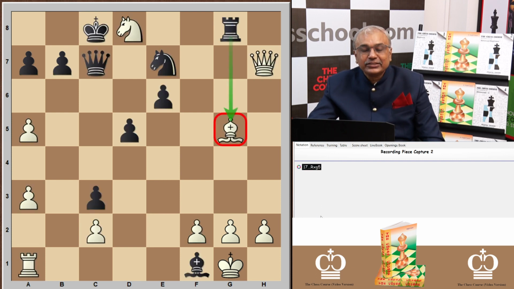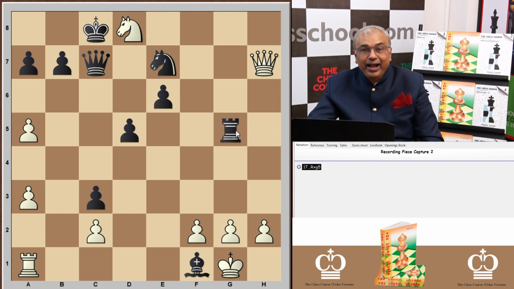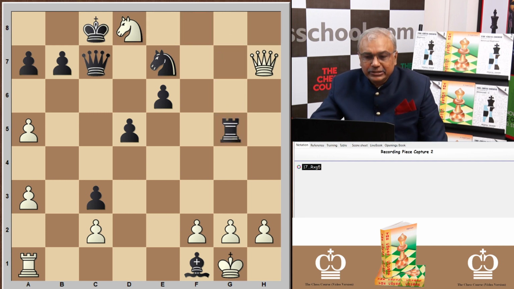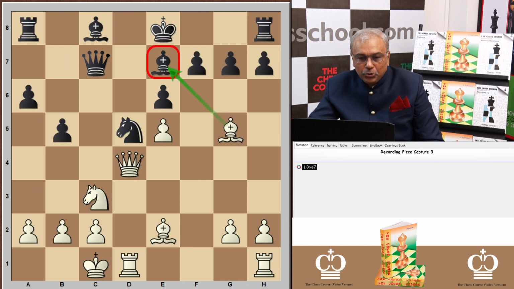And now it's the turn of black. He decides to capture this bishop on g5 with his rook on g8. So the notation will be rook is R, then capture, so we indicate it with a small x. R captures g5. g5 is the square on which the bishop was standing. I hope it is clear to you.